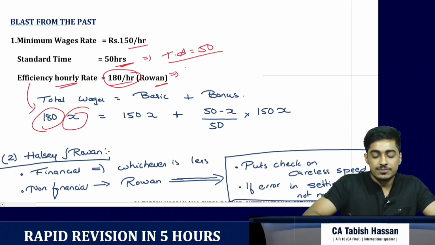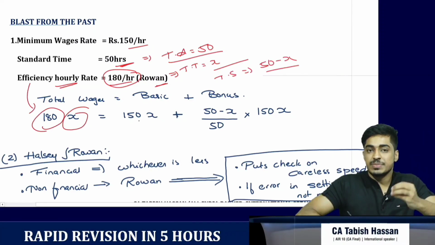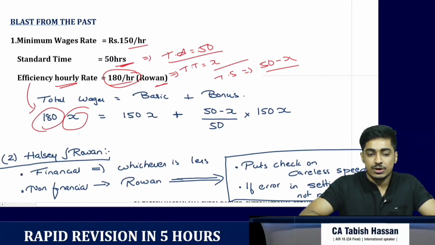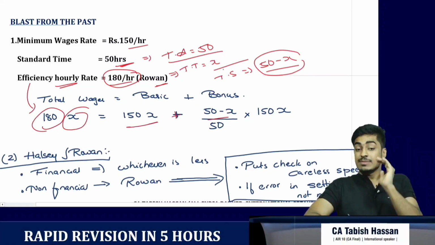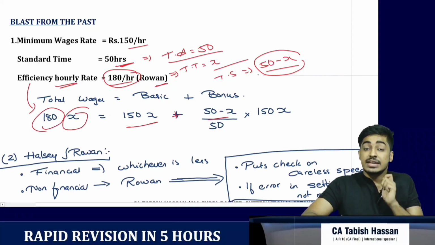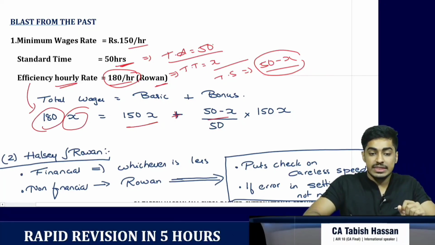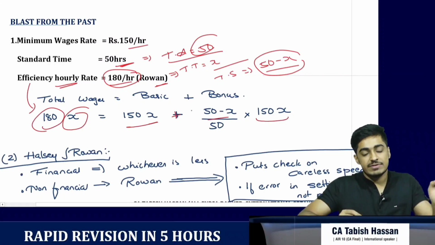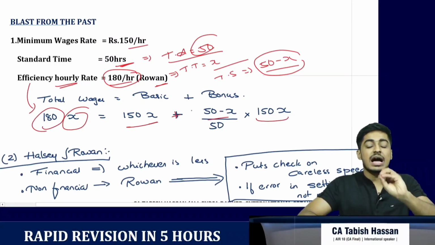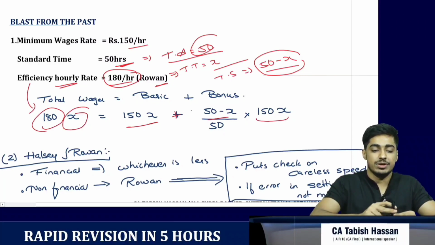So time allowed is 50, time taken is X, therefore time saved is equal to 50 minus X. Okay, so we have the basic wages, that is 150 per hour into X hours, so we have 150X, plus time saved, that is 50 minus X, divided by time allowed, that is 50 hours, into the basic wage, that is 150X. We substitute, and we get X, that is the hours actually taken by the employee.